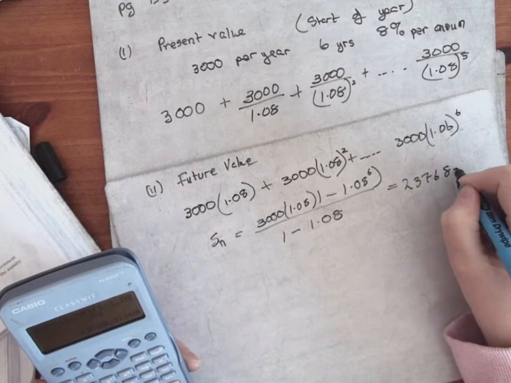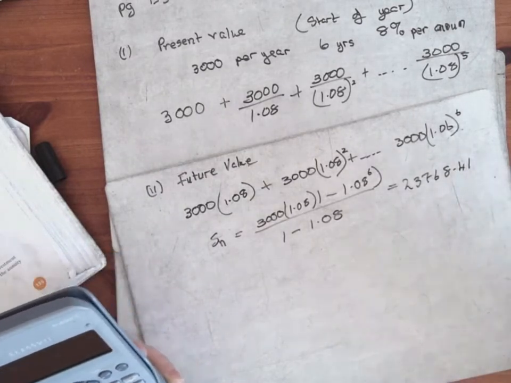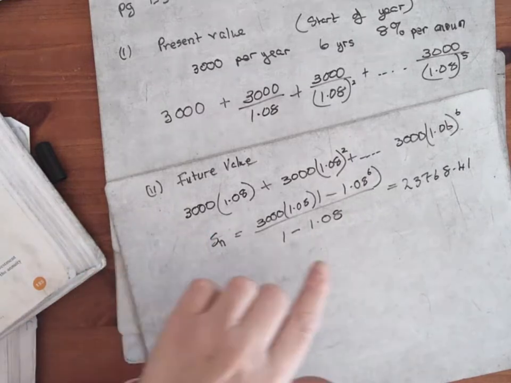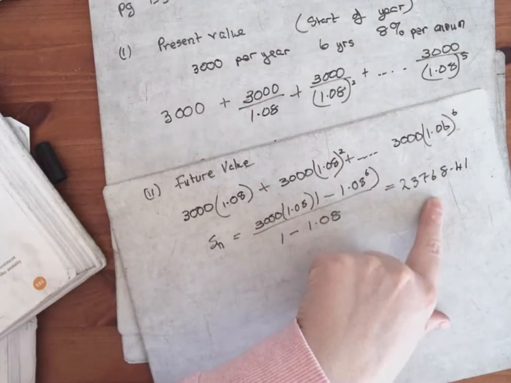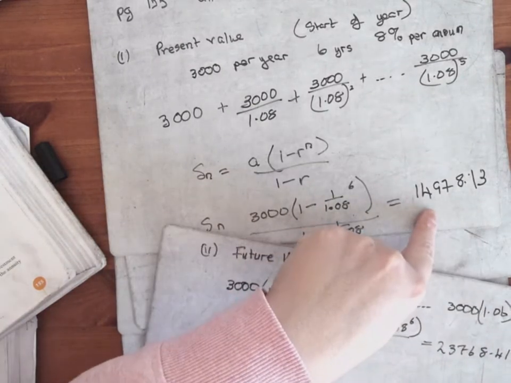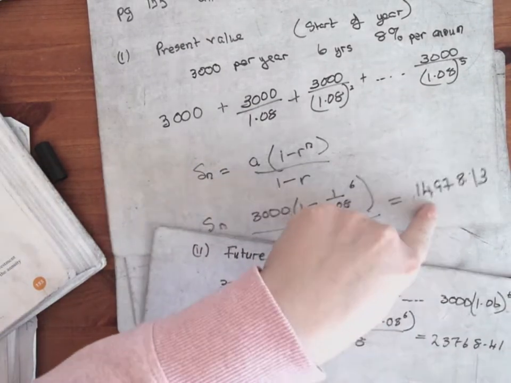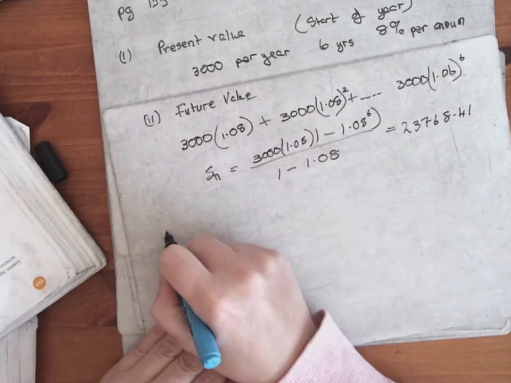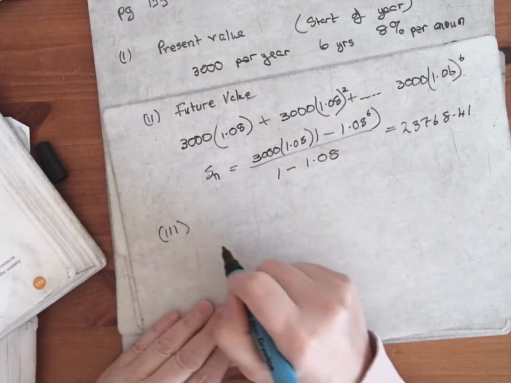$23,768 and 41 cents, right? So if you were to invest the money, 3,000 per month, if you come back in 6 years' time, that's how much you have, right? Okay, if you were to put this cash in right now and come back in 6 years' time, that'd be how much you have, right? Okay, and that's what they ask you to do in part 3.